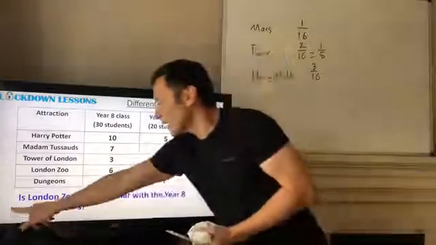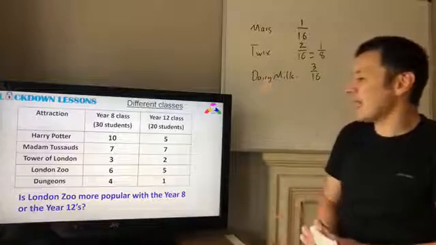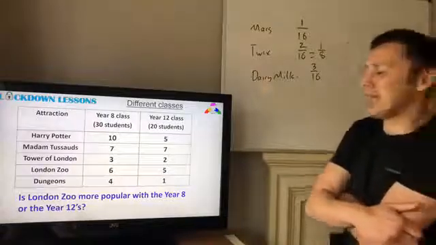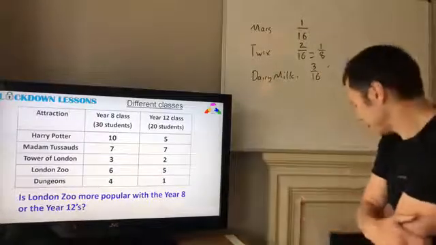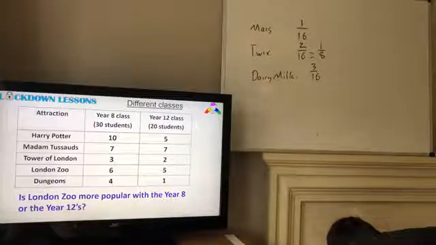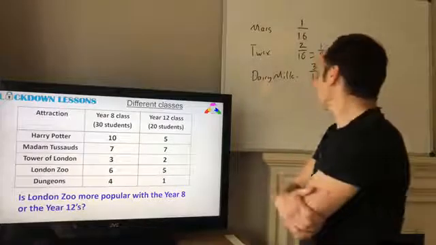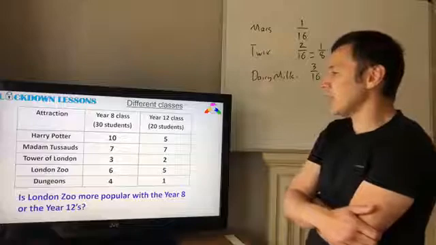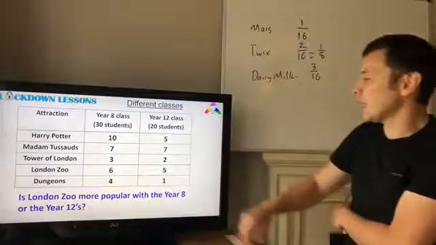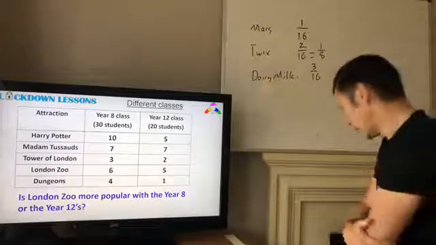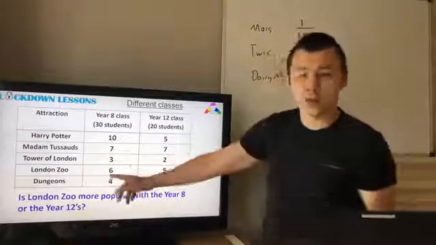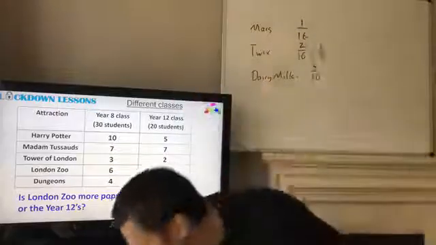So I want to know this. Is London Zoo more popular with the year 8s or the year 12s? What do you think? Who's it more popular with? Can you tell? Okay, so we say year 8 because there's higher values there. Makes sense? Let's just have a look at the bars.